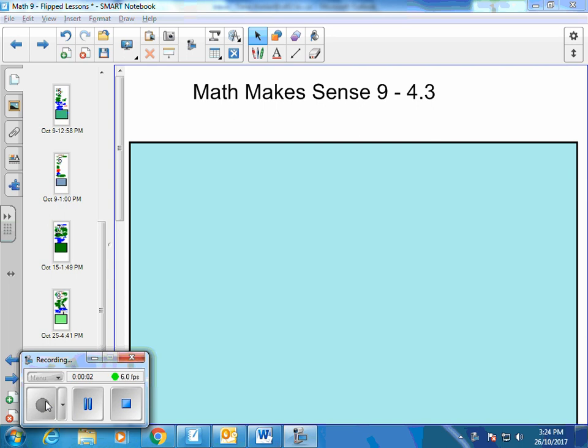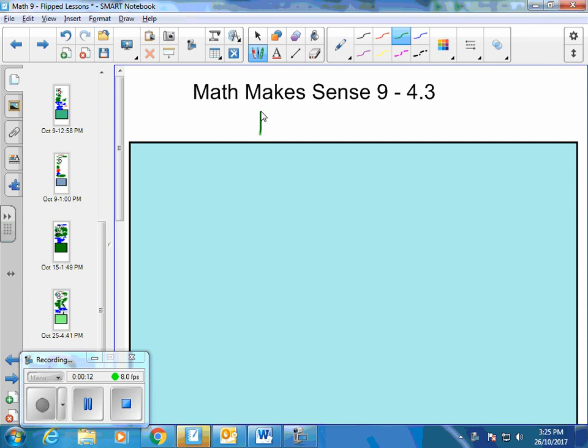Welcome to math class. We are continuing on in the Math Makes Sense 9 textbook. We are working on section 4.3, and we're still dealing with linear relations, but we're particularly working on what I like to call equation skills.